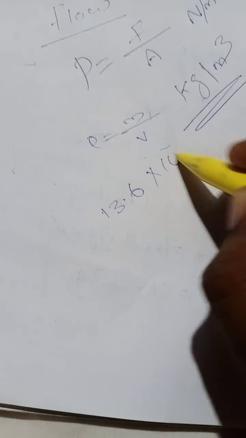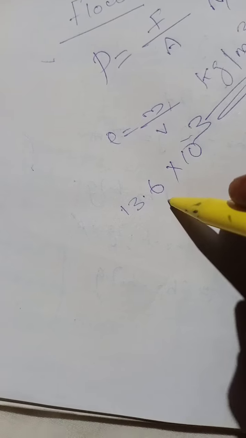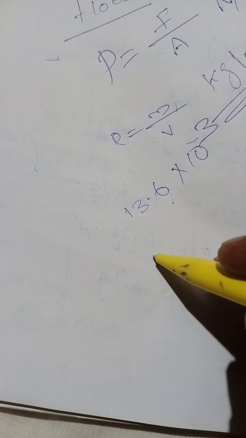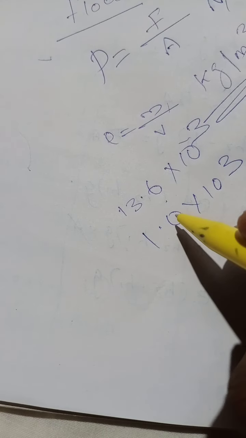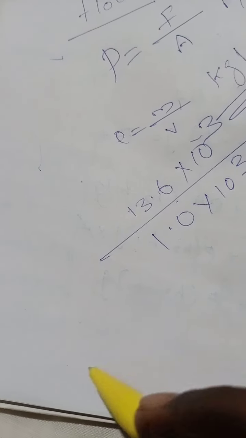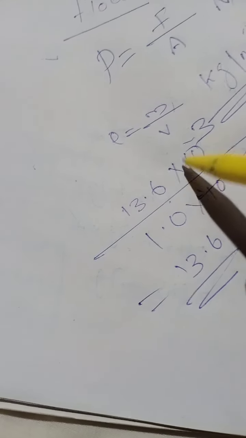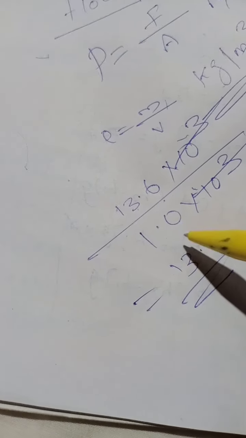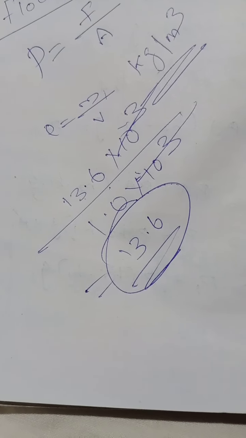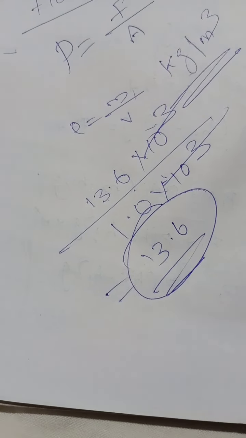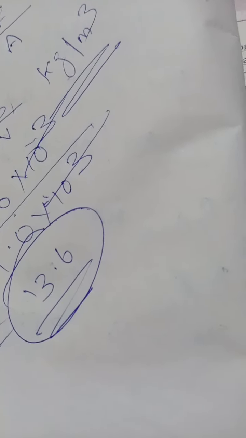13.6 into 10 to the power 3 is the density of mercury, and the density of water is 1.0 into 10 to the power 3. So if we find the ratio of these two, we will get 13.6, because 10 to the power 3 and 10 to the power 3 cancel. This is what we call the relative density of a substance. So these are the parameters we can explain.